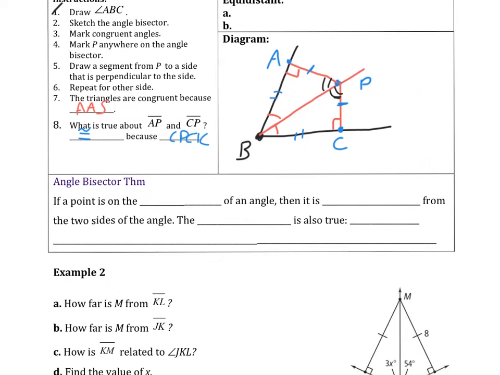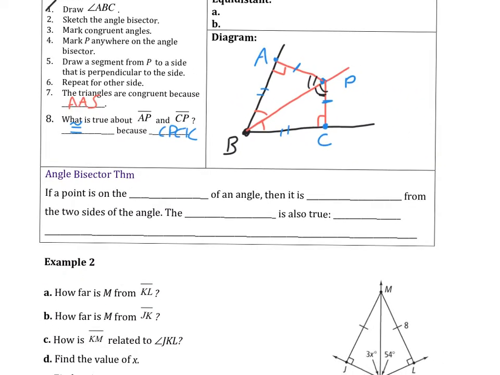So how do we say that as a theorem? If a point is on the bisector of an angle, then it is equidistant from the two sides of the angle. Turns out the converse is also true.